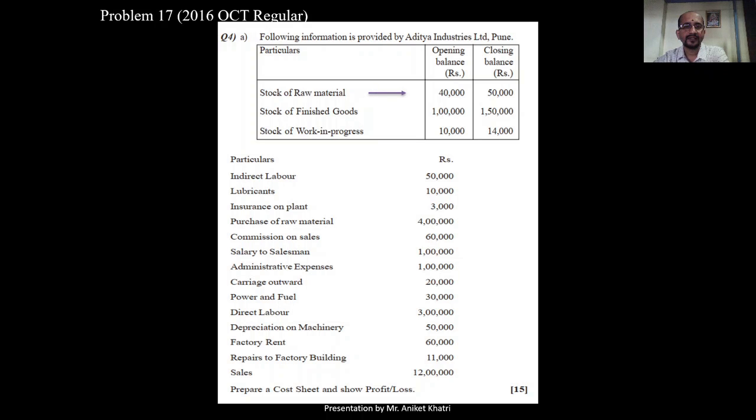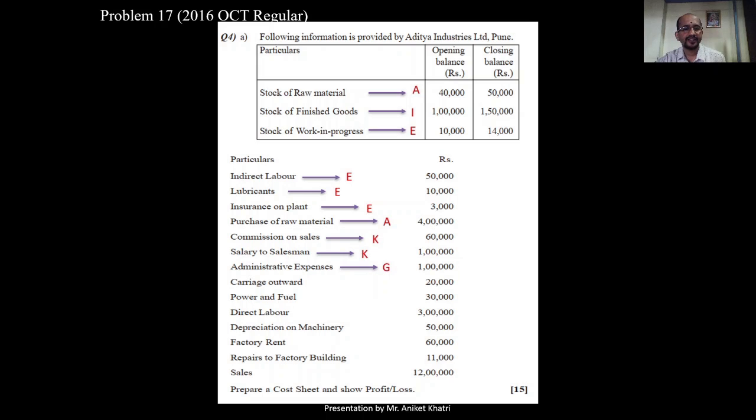First, stock of raw materials. They have given opening and closing balances, so it is related to A part. Stock of finished goods, I, and stock of work in progress, that is E. Next, indirect labor, 50,000, E. Lubricants, again E. Insurance on plant, E. Purchase of raw material, A. Commission on sales, K. Sales salary to salesman, again K.